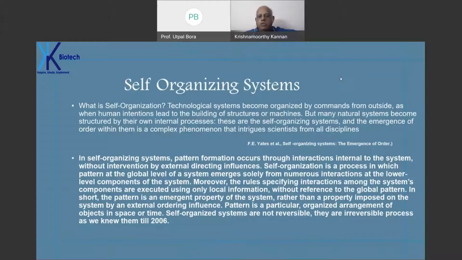Moreover, the rules specifying interaction among the system components are executed using local information without reference to the global pattern. In systems, without an external ordering influence, a pattern is a particular organized arrangement of objects in space or time. Remember how the organization happens, what happens first; it's a time-dependent phenomenon. Pattern is an organized arrangement in space and time. So self-organized systems are not reversible, until 2006, when somebody demonstrated they can reverse the whole process.